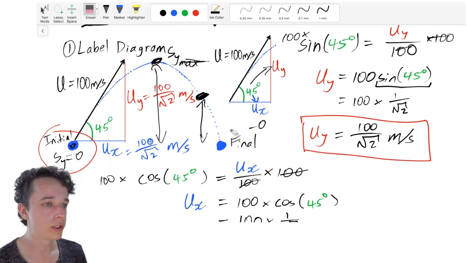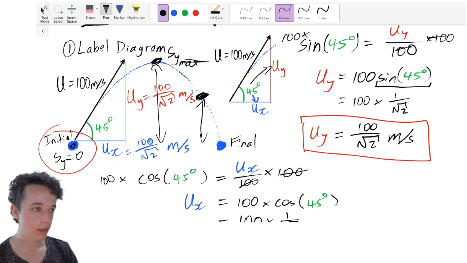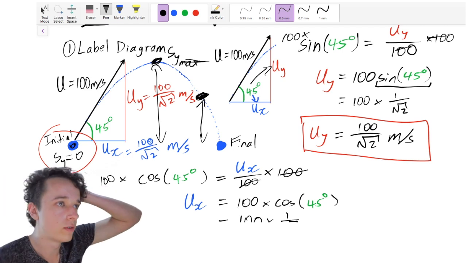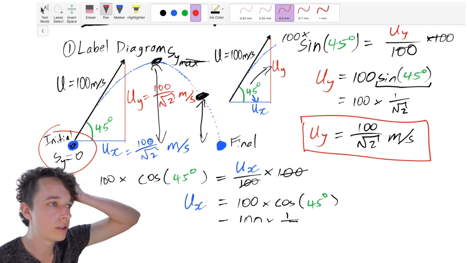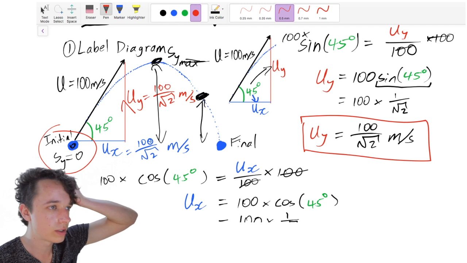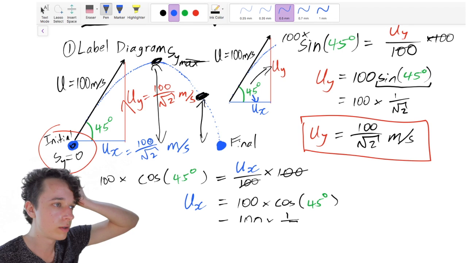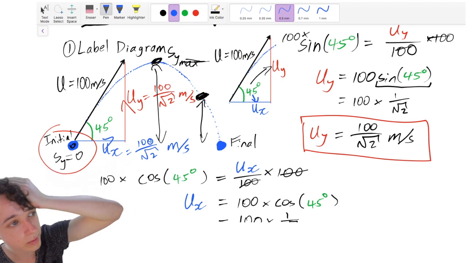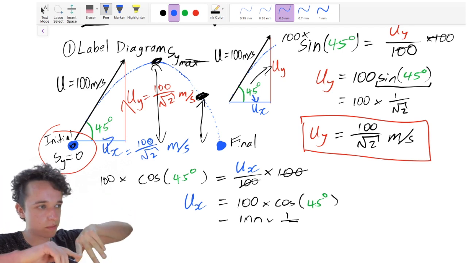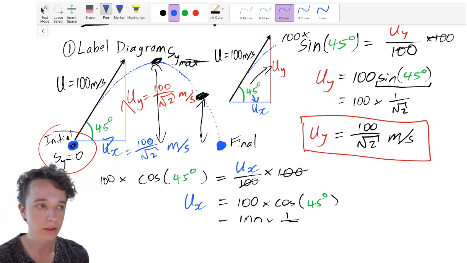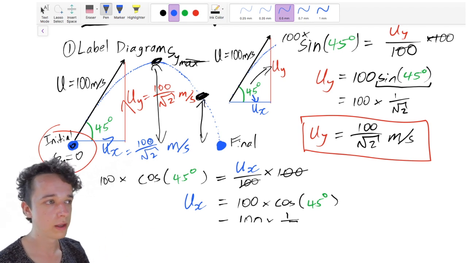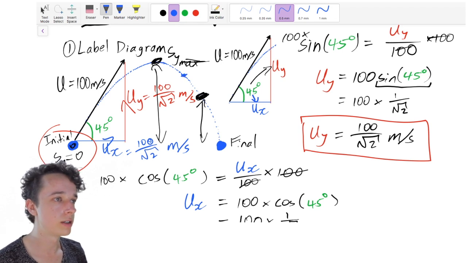I'll just remove some of this here. Okay. So we know what the initial velocity in the y component is. It's pointing up, and it's 100 over root 2. And we also know what the initial velocity is in the x component. Now, this parabola is perfectly symmetrical. So the height here is the same as the height here.